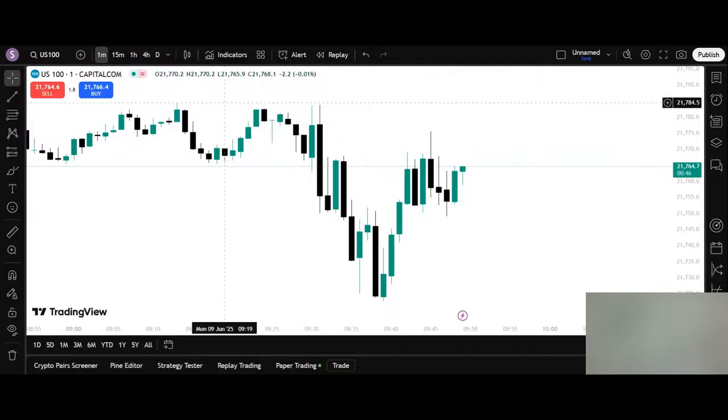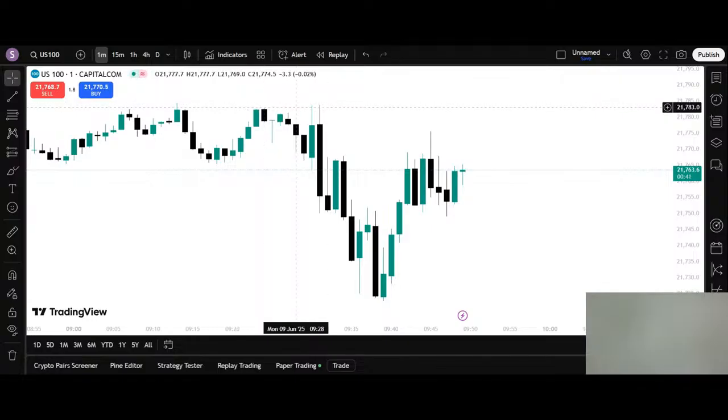As you can see in the 1 minute, this is a local liquidity. All these equal highs, liquidity is gonna be resting above that.